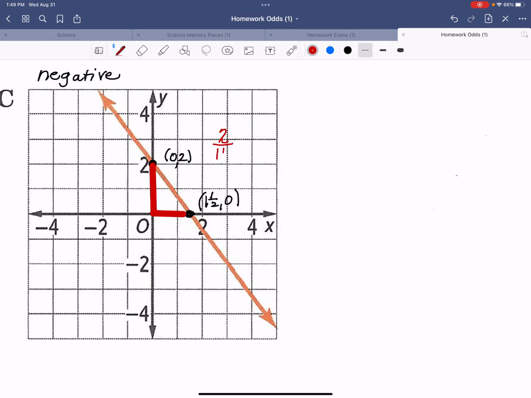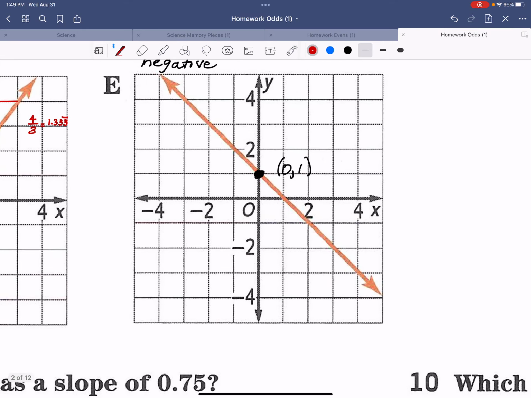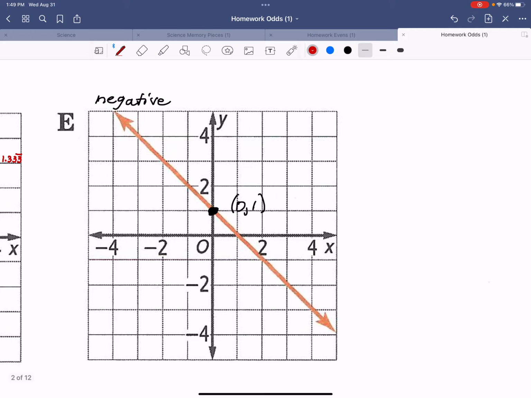And 1.5 run. If you divide that through, that's going to be a pretty steep slope. It's about 1 1/3. Let me try that again. Yes, 1 1/3. So that's a little bit more than what we're looking for. And it's negative. Okay, so let's try E and hope for the best. Again, I want to go between 2 points.